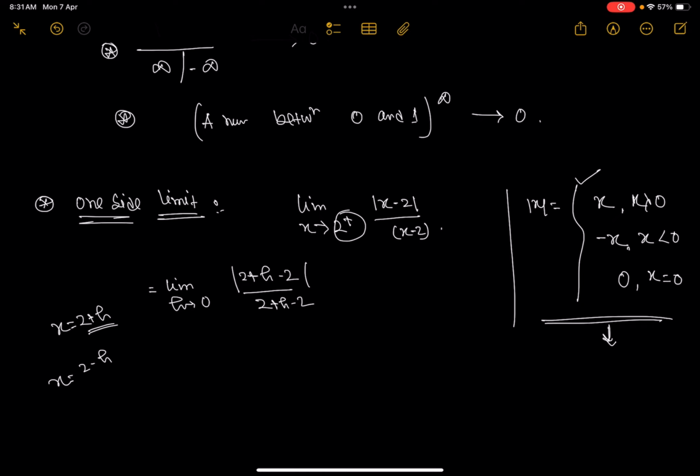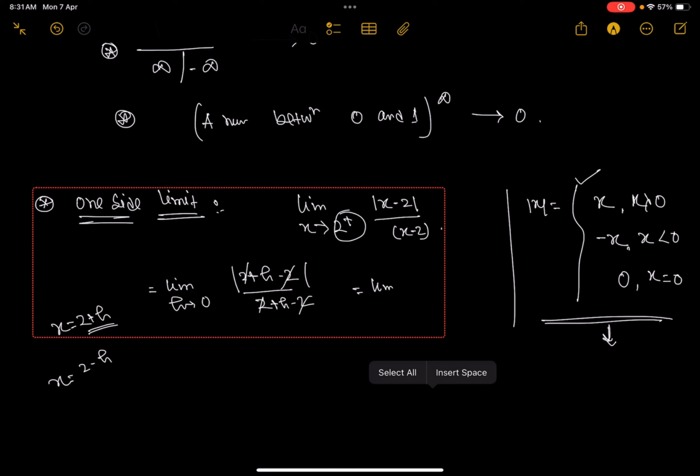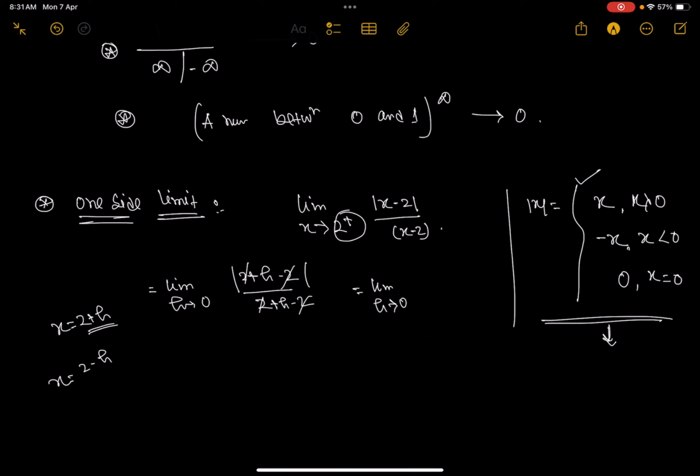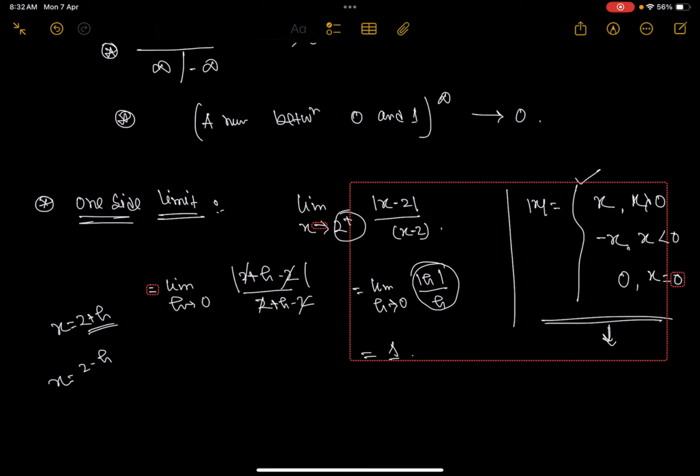So for this limit, as h tends to 0, mod of h by h equals 1. Since h tends to 0, it is not exactly h equal to 0. If it were exactly 0, we would get an indeterminate form and need other rules. But this is not exactly 0; it is greater than 0 in a positive neighborhood, so the value is 1.